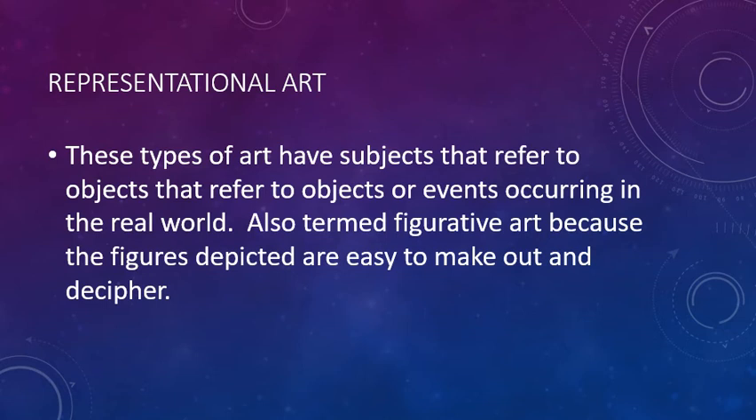Let's first discuss representational art. From the word representation, it represents something. These types of art have subjects that refer to objects or events occurring in the real world. It is also termed figurative art because the figures depicted are easy to make out and decipher. So when we say representational art, it represents something that is seen by all. A good example of this is realism paintings. What you see in the real world is actually portrayed in paintings. So therefore, it represents something.